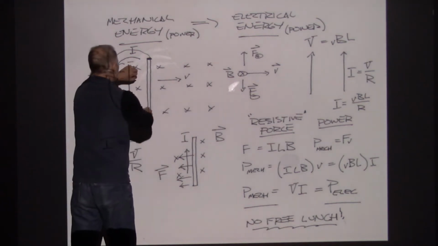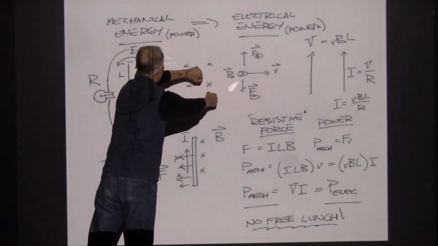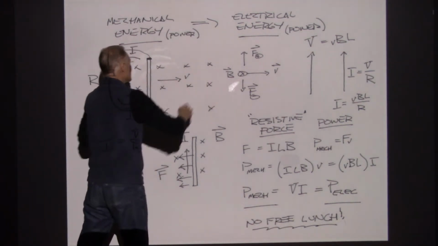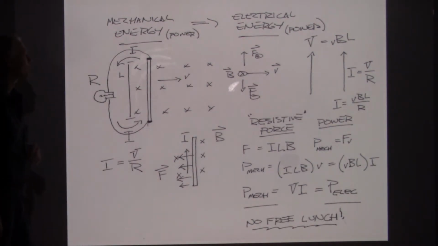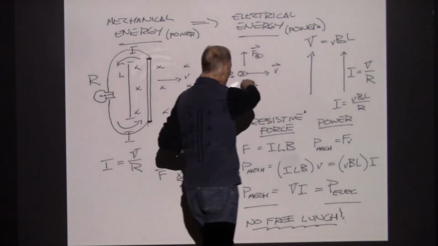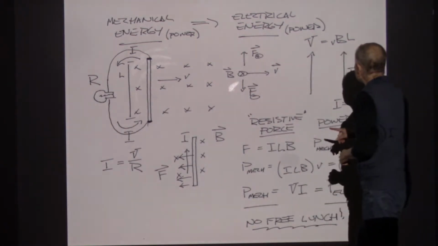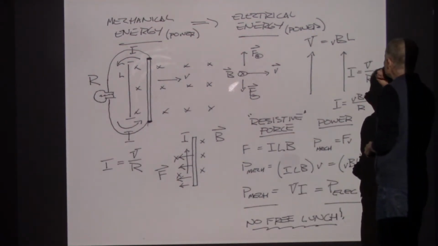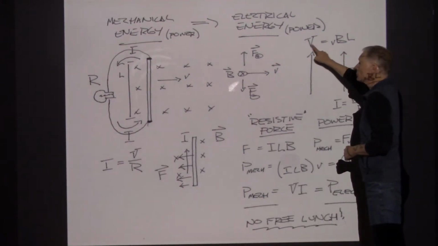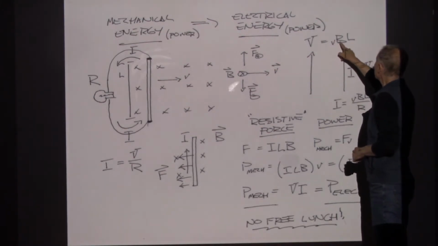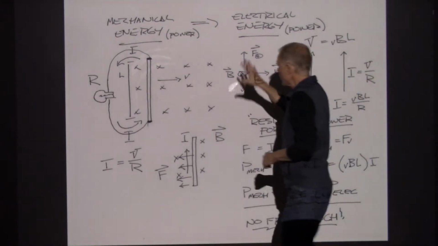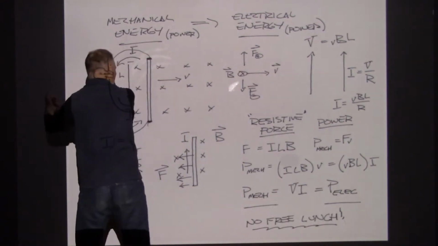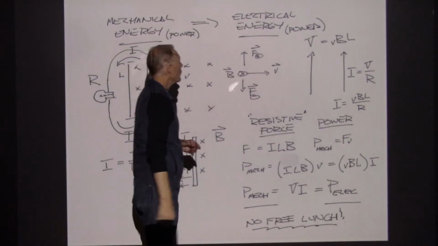So let's go back to our simple example of, I'm going to take this bar and just move it at some constant velocity through the magnetic field region. Here are the forces acting, and what we came up with was we're going to have a voltage set up that's V times B times L.